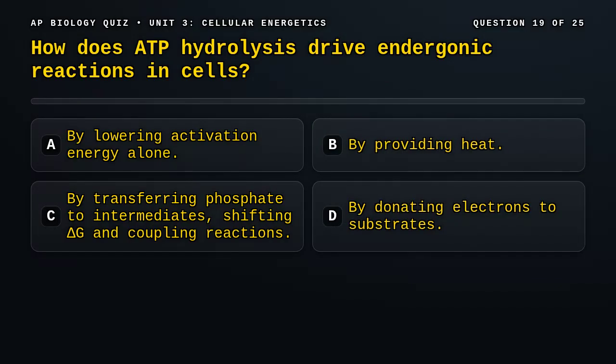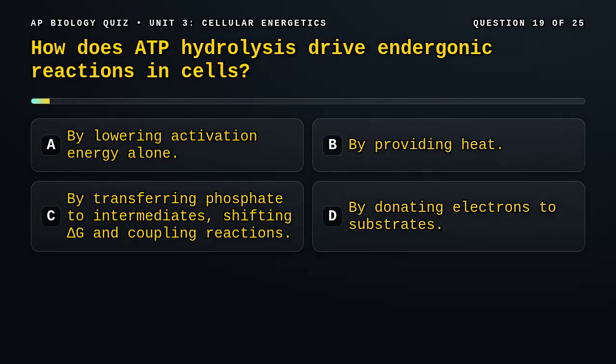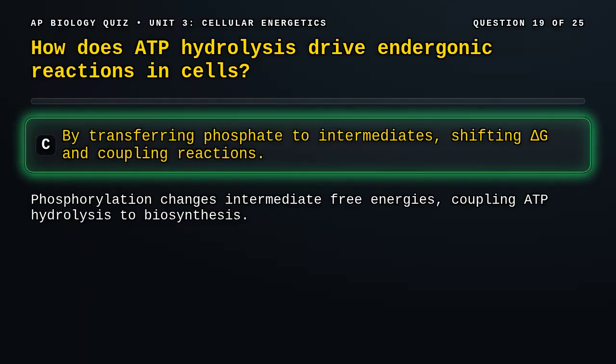Question 19. How does ATP hydrolysis drive endergonic reactions in cells? A. By lowering activation energy alone. B. By providing heat. C. By transferring a phosphate group to intermediates, shifting their delta G and coupling the reactions. D. By directly donating electrons to substrates. Correct answer, C. Phosphorylation changes intermediate free energies and couples exergonic ATP hydrolysis to endergonic steps.